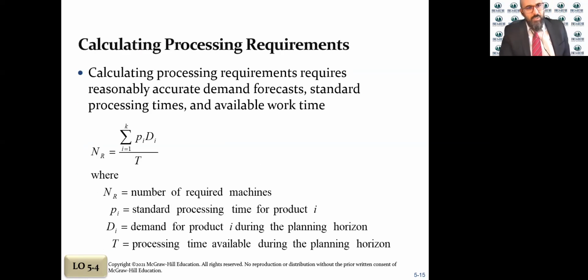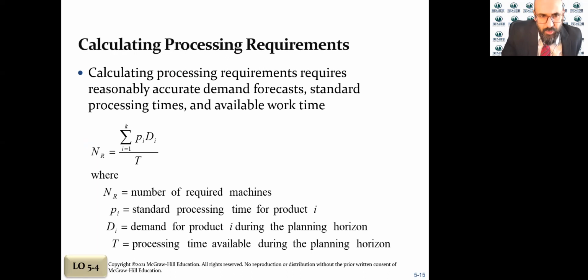So let's take a look into calculating the process requirement, and we will take a few examples here. The first equation that we will be talking about is the calculation for process requirement. Basically, we need to know how many machines or how many employees are needed. It can be calculated by finding the total standard processing time times the demand, divided by the processing time available to you.